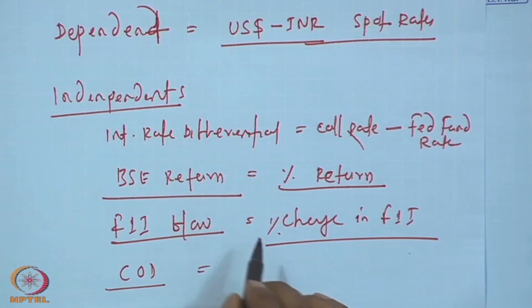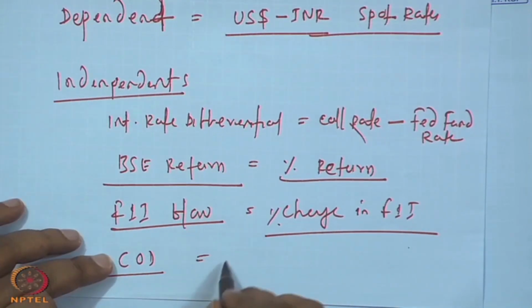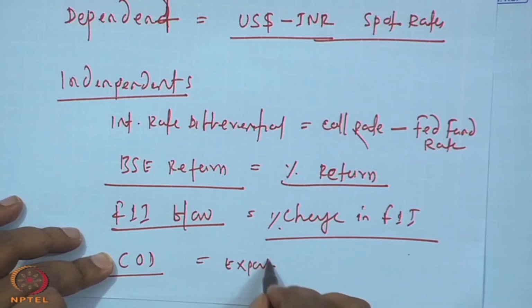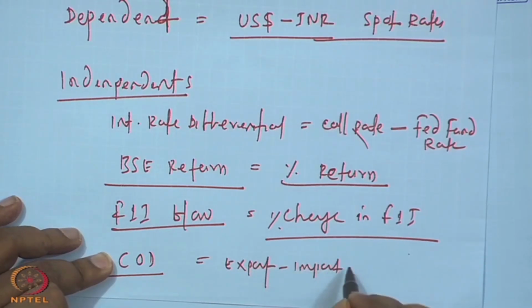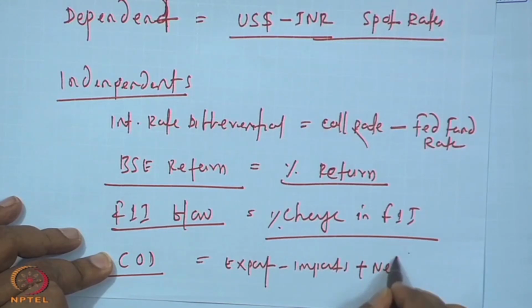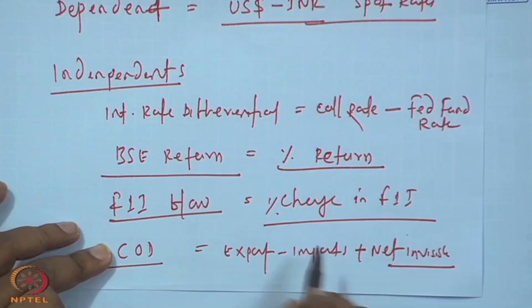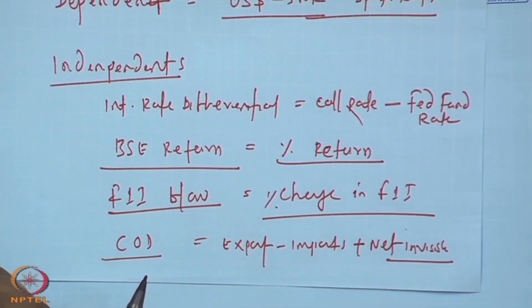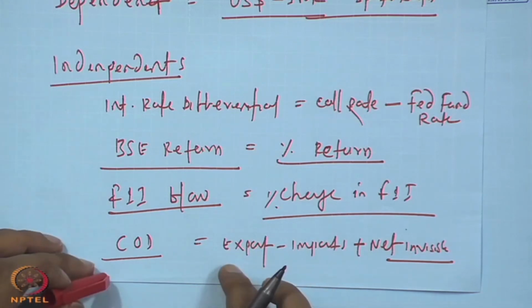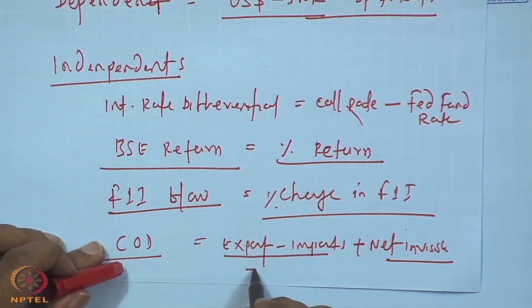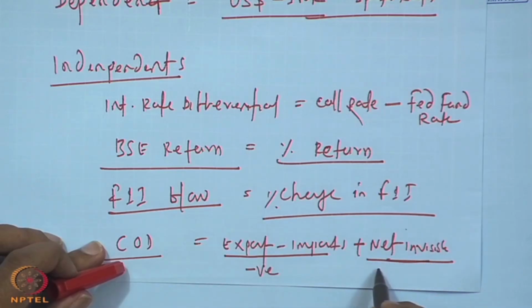Current account deficit means export minus import plus net invisible. Net invisible means our other flows in the current account: dividends, interest, family living expenses, some kind of transport cost. All these are net invisible. India has a positive net invisible. Similarly, our export minus import, the trade deficit, India is negative, but our net invisible is positive.